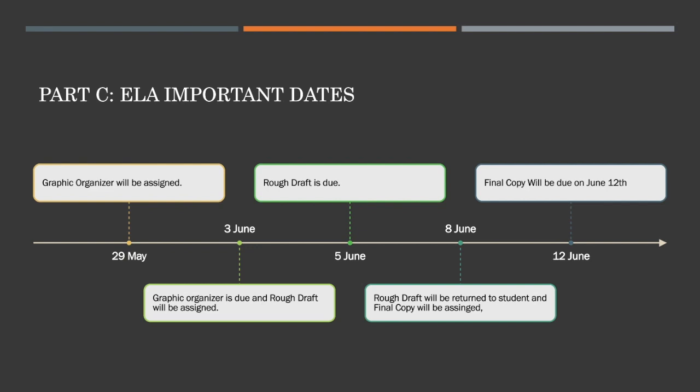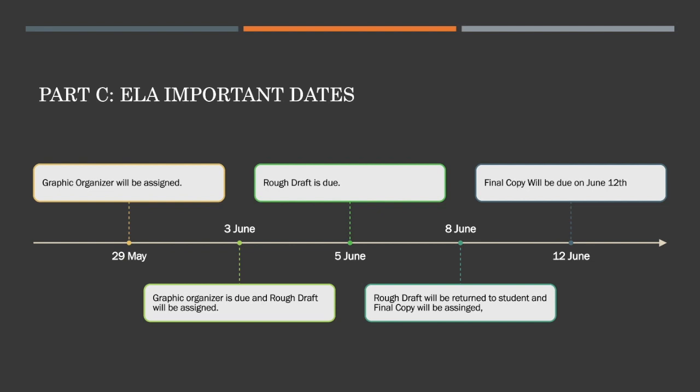The earlier you send your graphic organizer, the faster you can get started on your rough draft. Okay? Don't wait till it's due to send it in. That way Mr. Kemp can grade it and give you back feedback, and so you have more time to write. Your rough draft will be due June 5th. Okay? Same with the graphic organizer, the earlier you send it in, the earlier you get feedback.